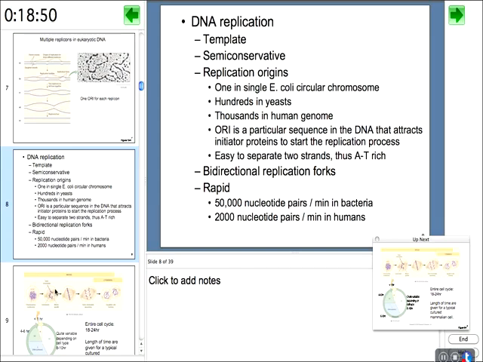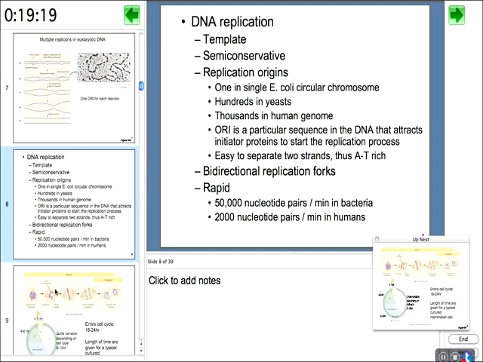DNA replication is bidirectional, happening in both directions at the same time from each individual ori. And it is a very rapid process. If we look at some numbers here, 50,000 nucleotide pairs per minute are replicated and made in bacteria. 50,000 per minute. I don't even know how to wrap my head around how fast that is.